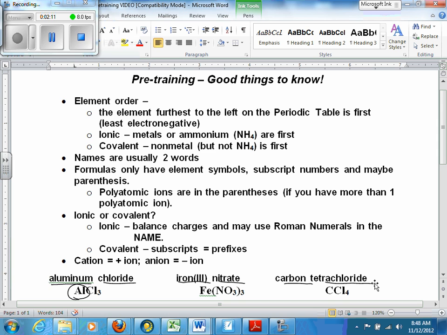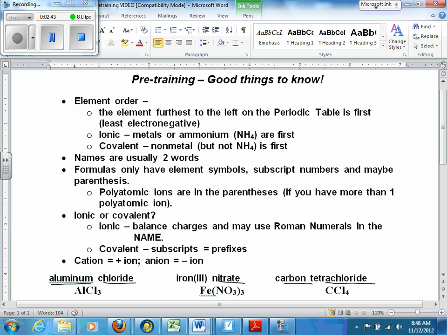Formulas only have element symbols, so that would be like Fe, okay, element symbols, subscript numbers, so here's a couple of subscript numbers, and maybe parentheses. So again, on this one, it has all three, it has parentheses. So if you look at all of them, most of them just have element symbols and subscripts. That's all you get in formulas.